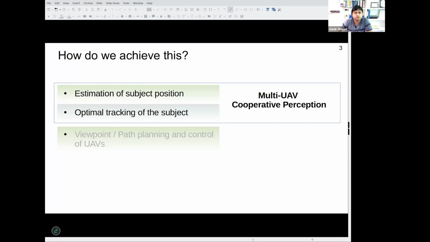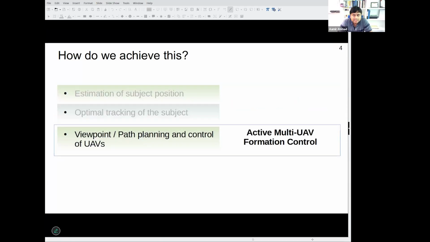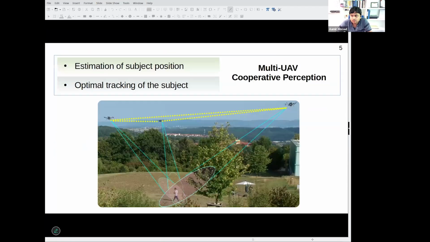And this can be extended to various more complex parts of the state, like not just the position, but the pose, full body pose, articulated pose, and so on. Now the second objective is for the active multi-UAV formation control, where the objective is to plan the paths of the UAVs as a team so that there is some optimality in tracking the subject. Now, let us try to go a little bit into the details of each of these two methods that I highlighted.